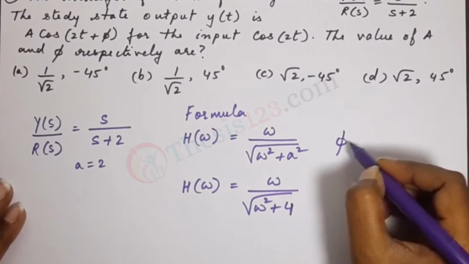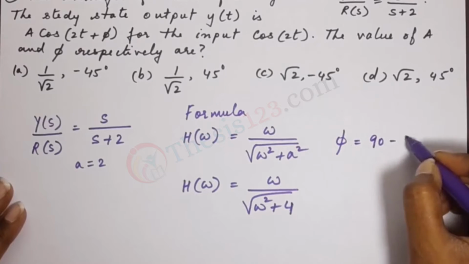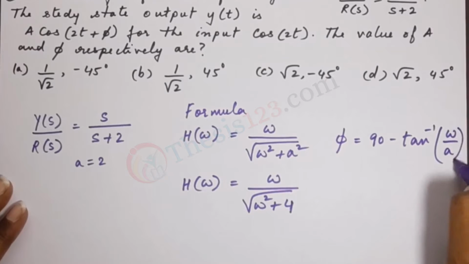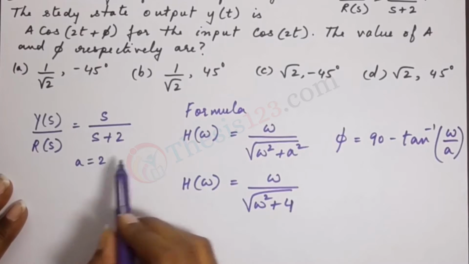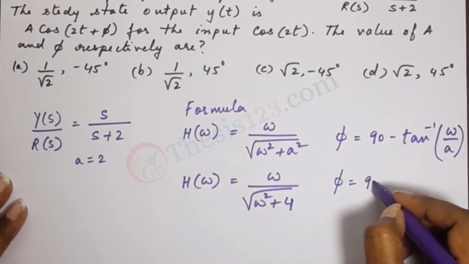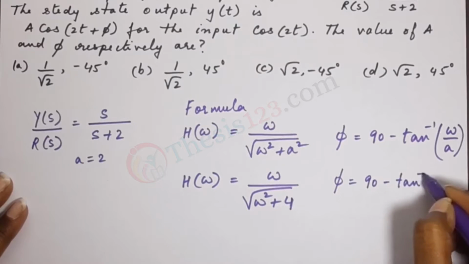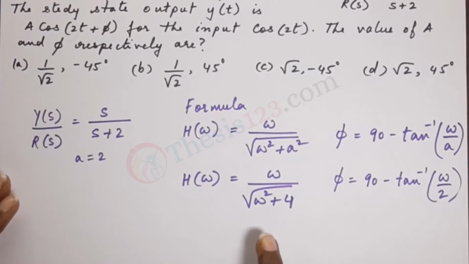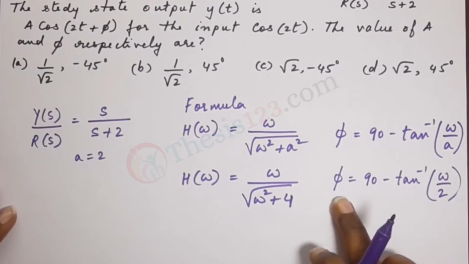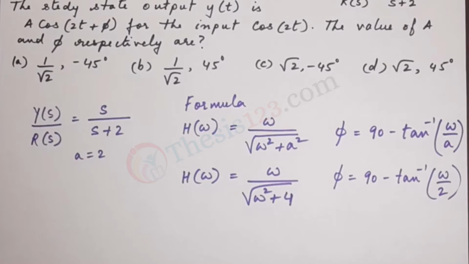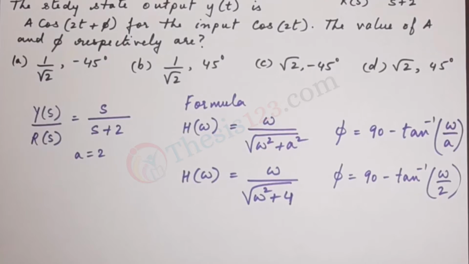Now the formula for phase angle over here is 90 minus tan inverse of omega by a. Now we know the value of a from the given function, which is 2. So phi would be 90 minus tan inverse of omega by 2. Now in order for us to find out the value of phi, we need the value of omega. So that's going to be our next step. We need the value of omega.